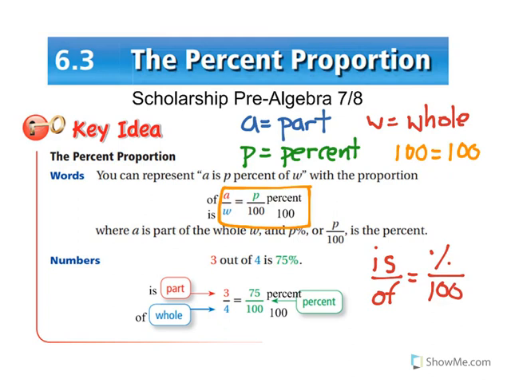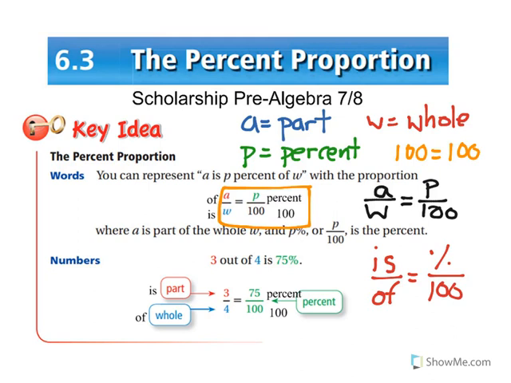The other one we have is A over W equals P over 100. So part over whole equals percent over 100. It's really the same thing, just we're using different words to kind of help us solve these problems.